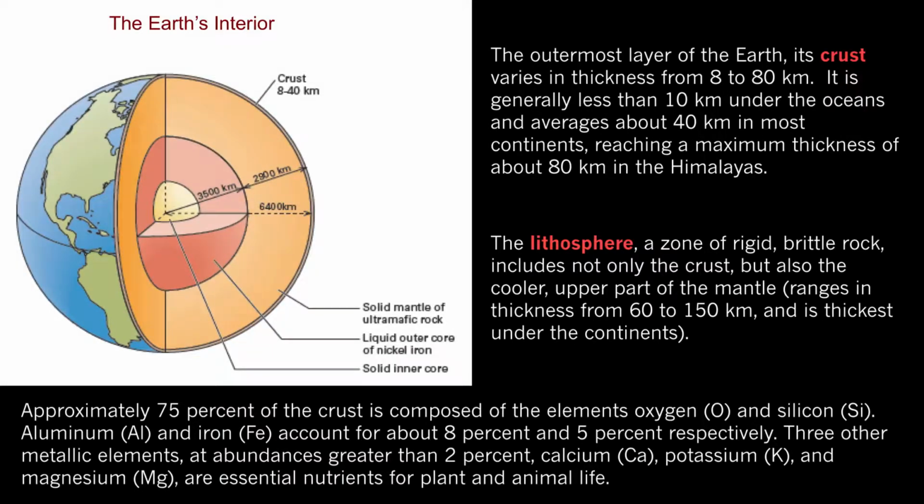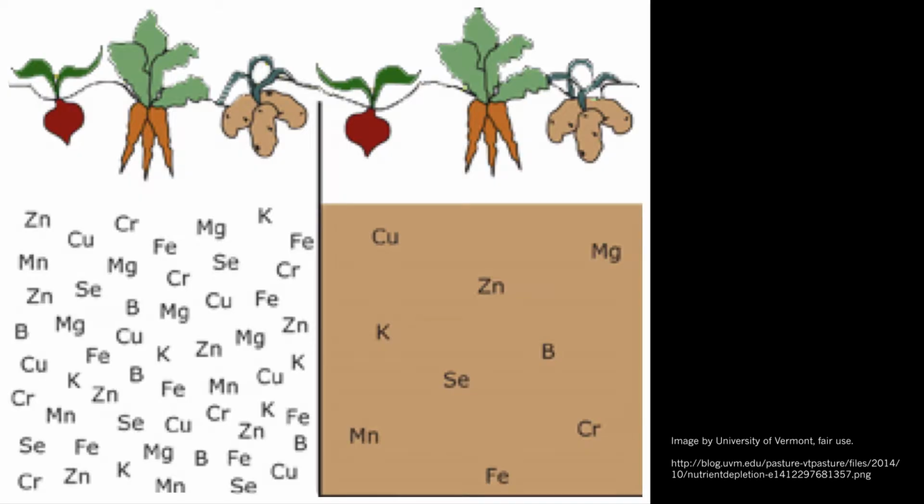About 3/4 of the crust is composed of two elements, oxygen and silicon. Aluminum is about 8%, iron about 5% of the crust, and then there's three other metallic elements that are present in about 2%, but those elements, calcium, potassium, magnesium, are essential nutrients for plant and animal life. So the weathering of rocks that contain these elements produces soil in which plants can grow, and of course animals consume the plants. So those are important minerals.